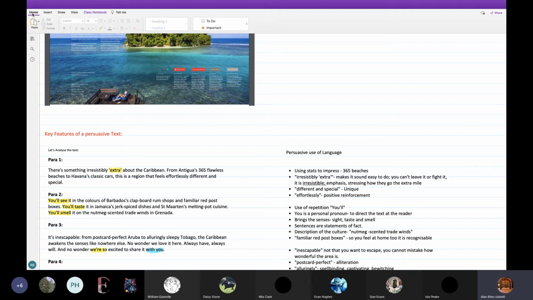So again, what you'll do is you'll go off and look for the same things in yours. You'll look for the use of pronouns. You will look for positive language being used, maybe some alliteration. There might be some repetition going on in your text. Hopefully there should be. Again, it could be sensory, depending on what sort of piece of writing you'd selected to drop into your own OneNote.